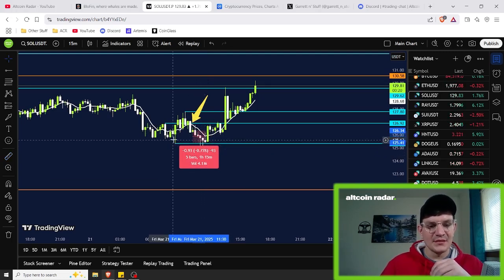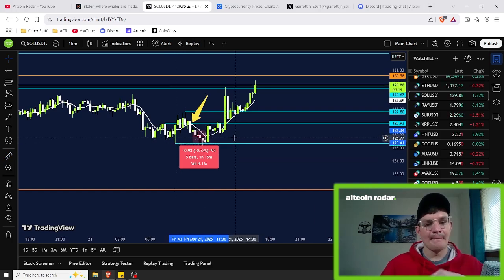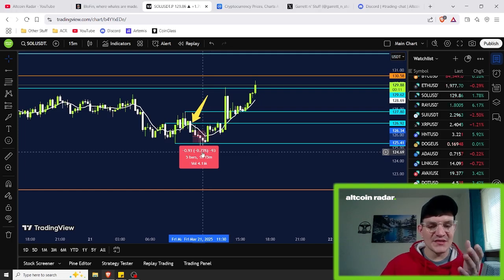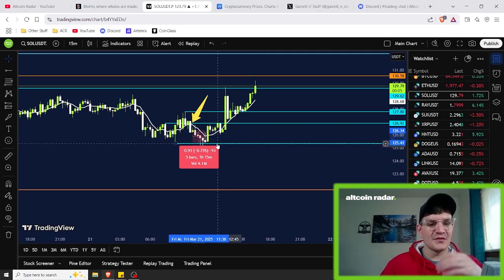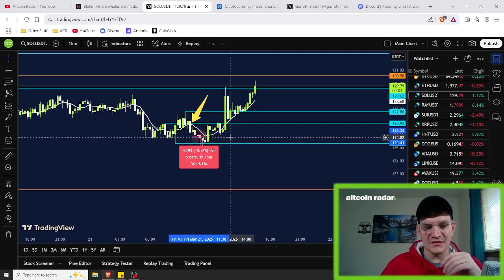All right. Because we have this support level mapped out from a previous wick that went down there. All right. So again, this is about 0.73%. With 10x leverage, you would have made roughly about 7%. 20x leverage, you would have made roughly about 14%. Within like an hour and 15 minutes of trading right there.